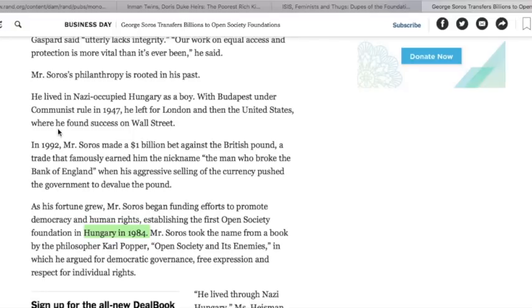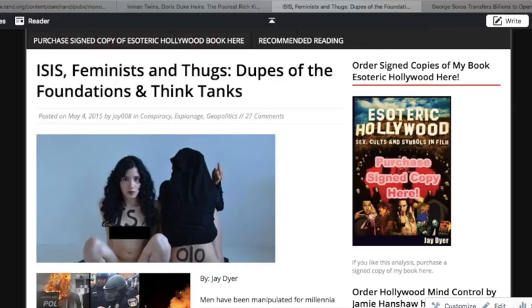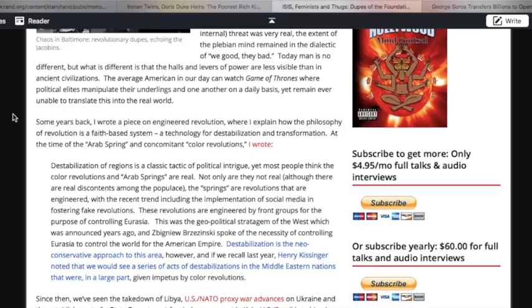And it's all dependent upon people not figuring out that this is how they do it. This model of the NGO, the private foundation, Godfather 3, that's the whole point of that movie. And that's what I talked about in my article from 2015, ISIS, feminist thugs, dupes of the foundations and think tanks. They're the key vanguard in the private billionaire, trillionaire power blocks, elites, mobsters, that use these front piece dummies to go out and do their bidding. Arab Spring, right? Same people behind that.